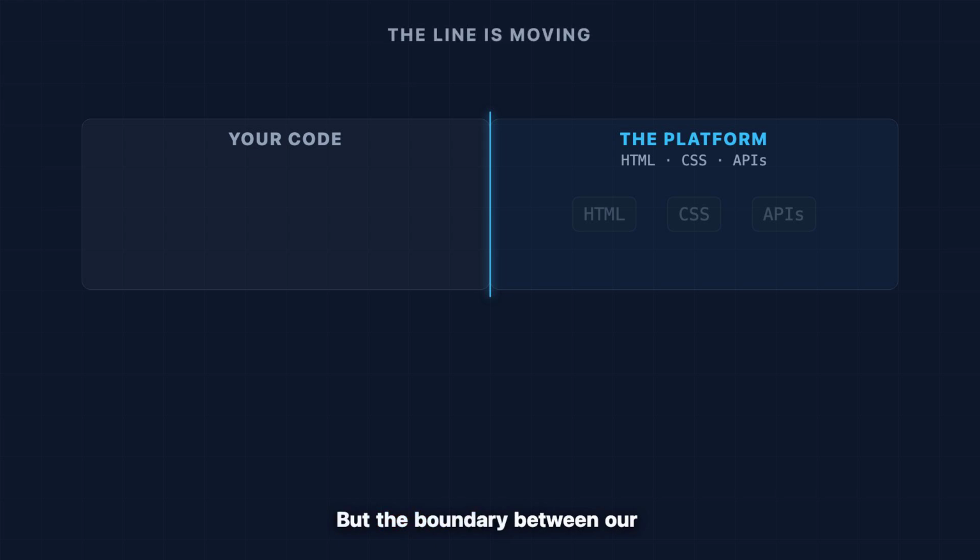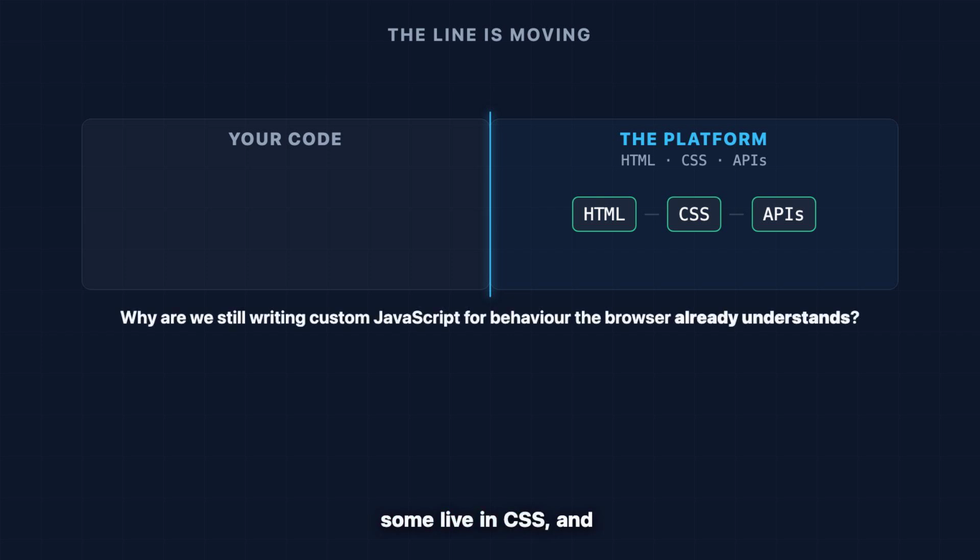But the boundary between our code and the browser has been moving. Quietly, year after year, browsers have been turning the patterns we rebuild by hand into native web platform features. Some live in HTML, some live in CSS, and some live in browser API features.